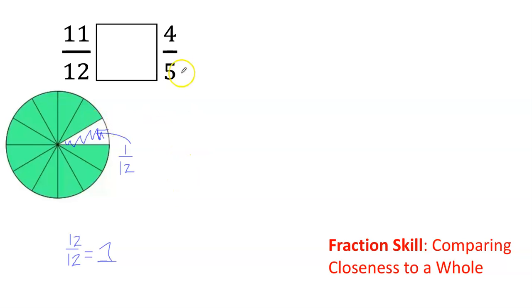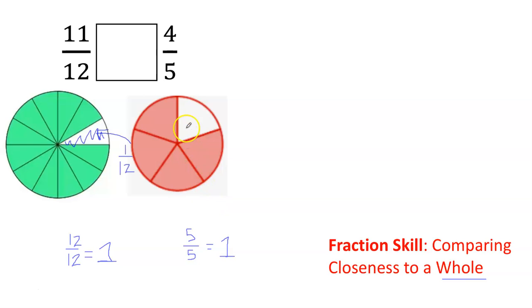Okay, now, 4/5. How far away is that from 5/5? 5/5 is a whole. So we're saying, how far away is 4/5 from being a whole? Well, look at the picture. It is one slice away. If we had one more of these 1/5, then it would be a whole. We'll compare the two size pieces.